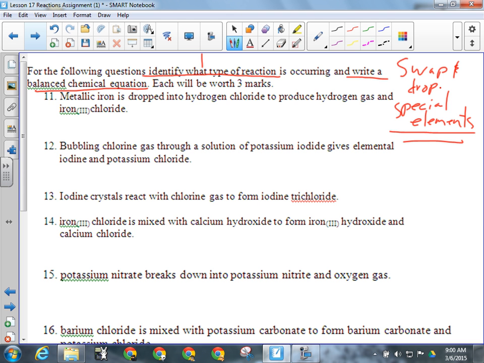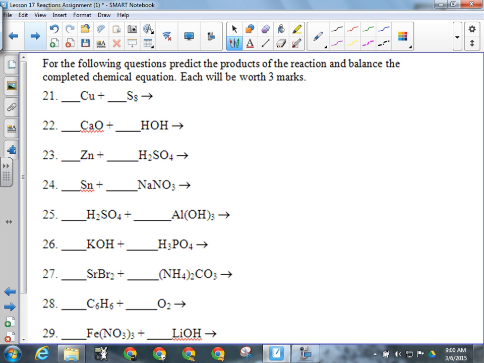And then for the last set of 10, you're predicting. So for these, don't write them in words. You'll notice there's not very much space between the questions. That's because there's not enough space for you to write them. I don't want you writing them out in words. You're just predicting the products and balancing the reaction. You're going to get 2 marks for your products, because most of these have 2 products, and then your 3rd mark is for balancing the equation correctly.